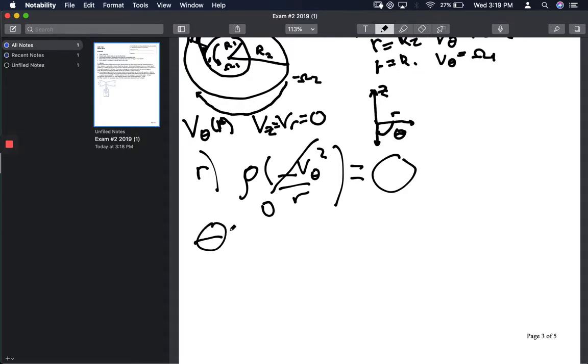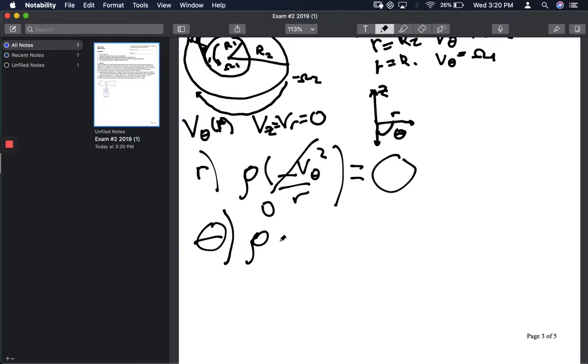The next one we're going to look at is theta. So obviously there is a rho here, but we're going to find out that everything in here cancels out because the first term, which is dv theta over dt, doesn't change, because while there is a velocity in the theta direction, it does not change with respect to time.